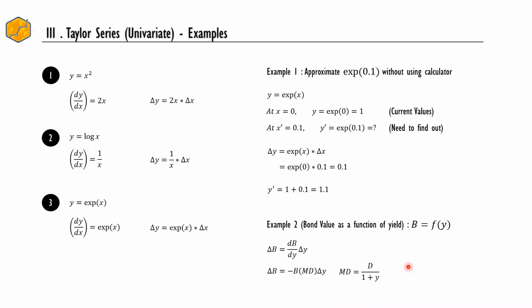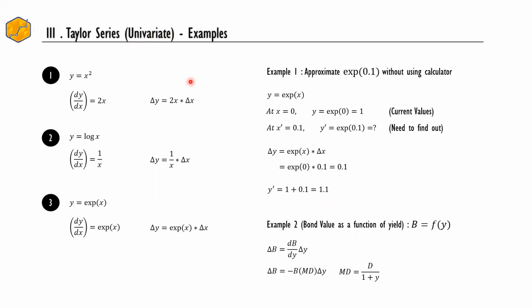Okay. All right. So this is one application of Taylor series. I have ignored the second order term. If we include that, that's called convexity. And it will have a delta Y whole square term. Okay. But for this session, we are only considering the first order derivatives. So that's Taylor series for univariate.